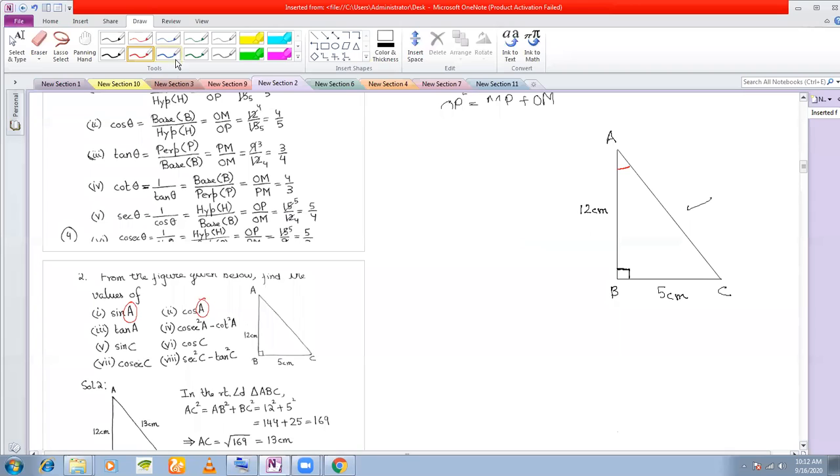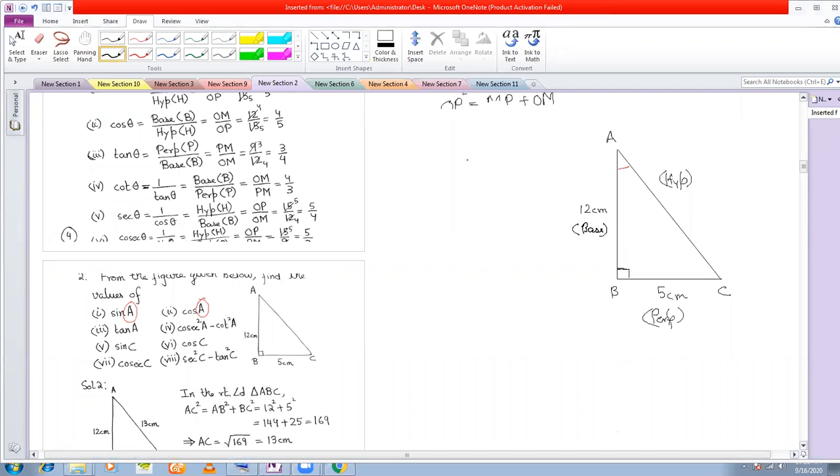So which one becomes my perpendicular? In this case, BC becomes my perpendicular, and this is my hypotenuse, and the only side that is left here is AB. This becomes my base. Okay. So now we are going to proceed with the calculation.